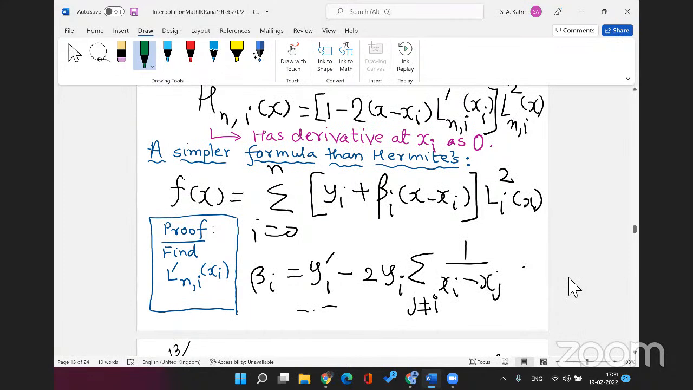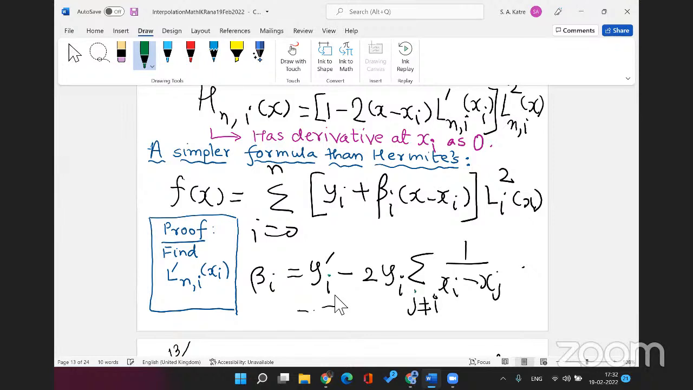and then you will see that you can get a simpler formula than Hermite's, which is f(x) equal to summation i equal to 0 to n of [y_i plus beta_i times (x minus x_i)] into l_i square x. So this l_i square was there actually, and the other things can be combined in this way. And beta_i is in terms of y_i and y_i dash. So beta_i is y_i dash minus 2 times y_i summation 1 upon x_i minus x_j, j not equal to i.